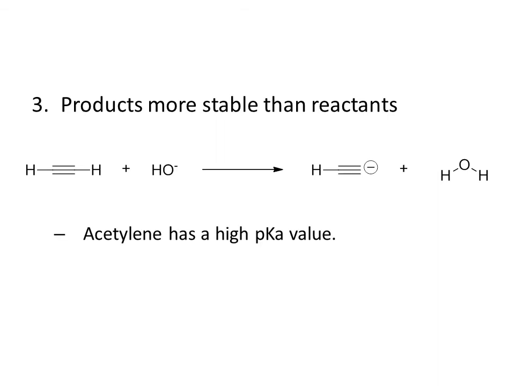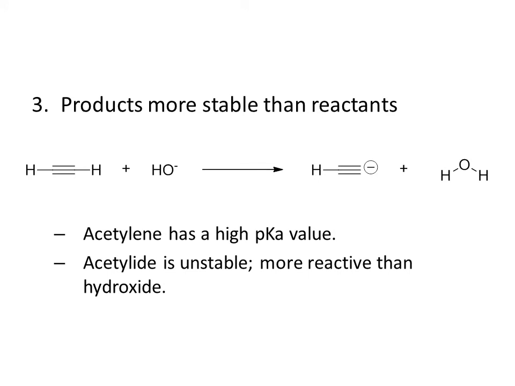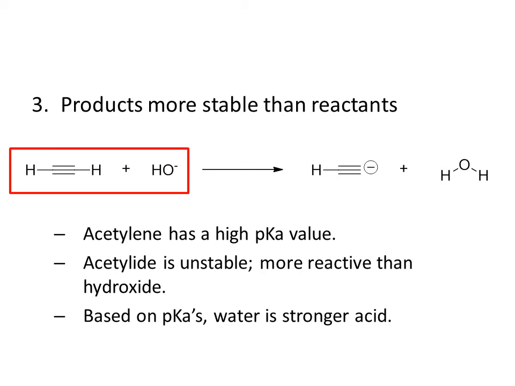Acetylene has a high pKa value. That means the acetylide ion is unstable. It's more reactive than hydroxide. And based on the pKa values, water is a stronger acid. It's more reactive. It wants to give up its proton, and acetylide is reactive. It really wants to get a proton. So the way the reaction is written, do we have things that are more stable on the right-hand side or on the left-hand side? Clearly, the more stable molecules are located on the left-hand side. They're not likely to react in an acid-base reaction, and that's another way of confirming that the reaction as drawn here is not going to take place.